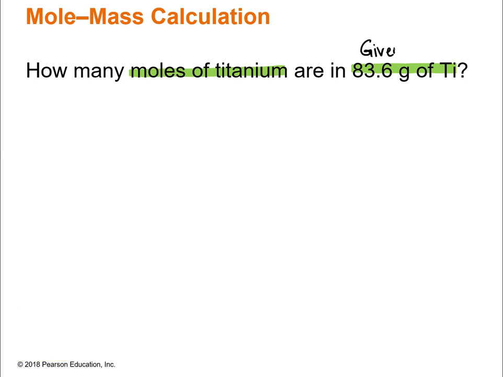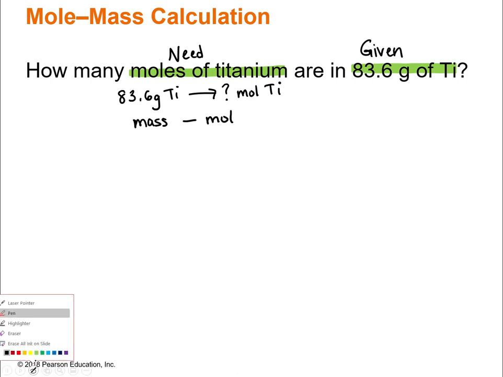Our given information is the one that has a number, 83.6 grams. What we need, well, we know moles, but we don't know how many moles. There's no number with it. So that must be what we're trying to figure out. This is a mass to mole question. It's the reverse of what we just did, but we still have to use molar mass.